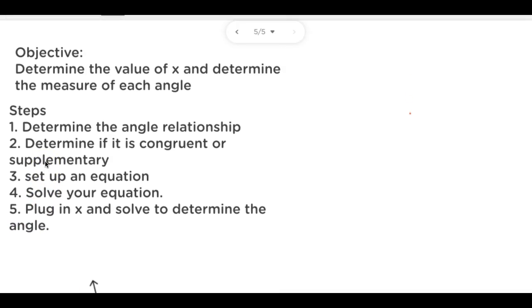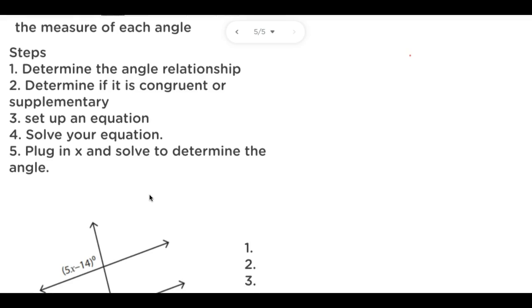And this is part two to this. The objective is to determine the value of x and the measurement of each angle. We're still talking about parallel lines that are cut by the transversal. Our steps are going to be the same, except this is going to be for our supplementary example. So let's go ahead and go down.